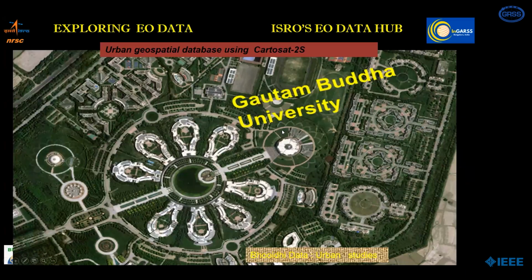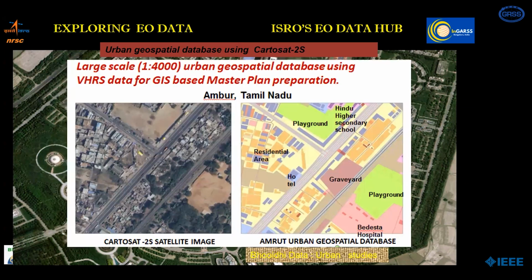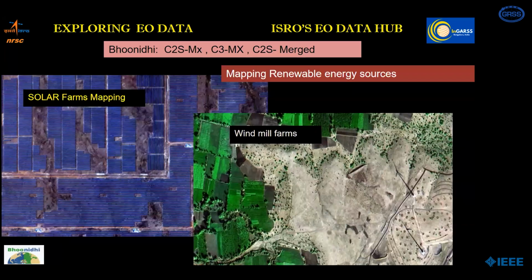Also, this high resolution data of Cartosat-2S is being used for urban geospatial database generation so that many of the GIS applications are evolving out of this. So it is being used for the Amrit project, where 1:4,000 maps are getting generated from our Cartosat-2S data. So this is all the potential of the data that we have under all the different categories.